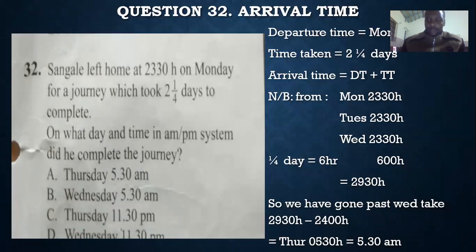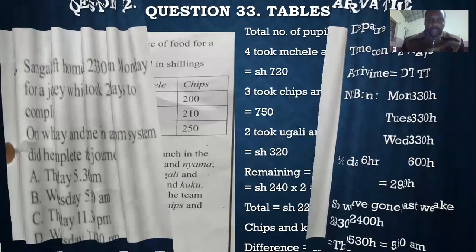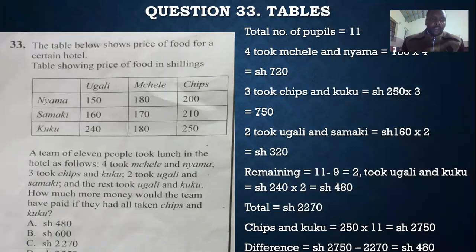So our journey, the journey of Sangale, ended at 5:30 a.m. of Thursday. Moving on to number 33, given a question on a table where we are told that the table shows prices of food for a certain hotel. The prices were as follows: ugali and nyama is 150, mchele and nyama 180, chips and nyama 200, and so on. A team of 11 people took lunch in the hotel as follows.